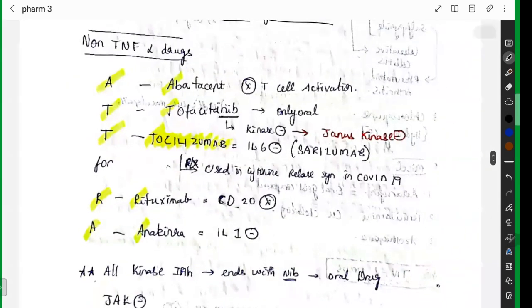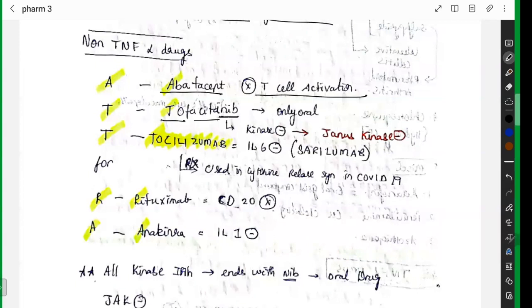What are non-TNF alpha drugs? Remember ATT for rheumatoid arthritis. A stands for abatacept. Abatacept is a T cell activation inhibitor. Then T stands for tofacitinib. Do you know what tofacitinib is? It is a tyrosine kinase inhibitor. Do you remember when I was discussing it in the last part of the anti-cancer drugs?